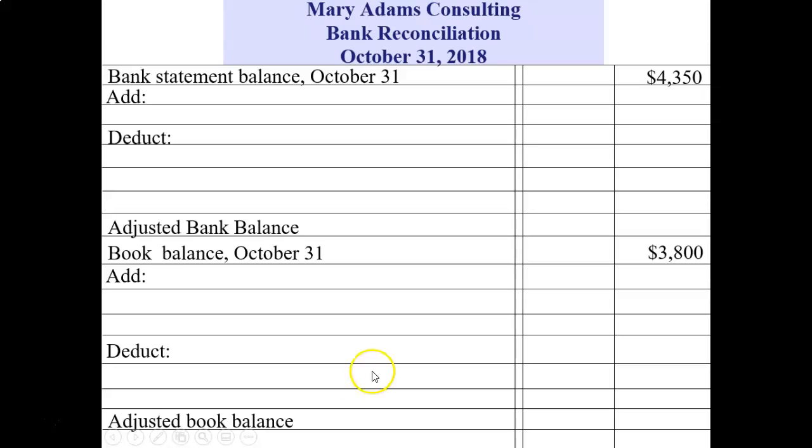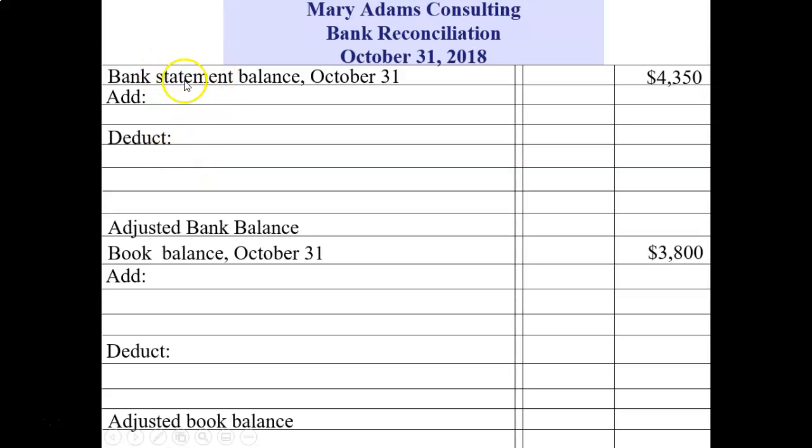Now here we have a deposit in transit. We said that's where the bank doesn't know about it. So here's our bank part on top and our book part on the bottom. It doesn't matter if one's on the left side and one's on the right side. It doesn't matter if the book's on top and the bank's on the bottom. It doesn't matter how you put it, just as long as you have the two sections.